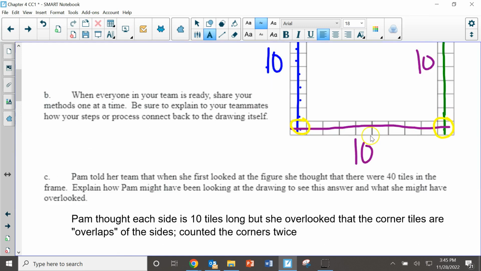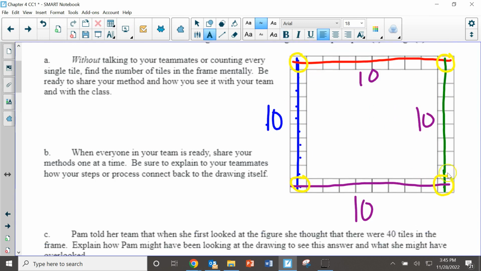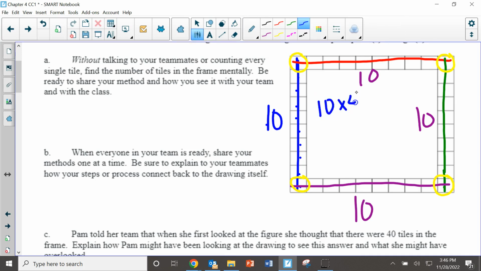She can still do that, okay? She could still say, okay, 10 times 4, but she would have to go back and subtract the ones that got counted twice. So she could say, 10 times 4 gives me 40, but I need to get rid of the corners that were overlapped. So that would be 36.